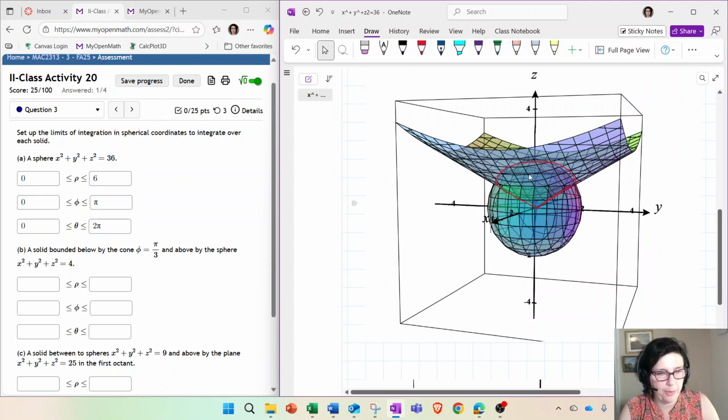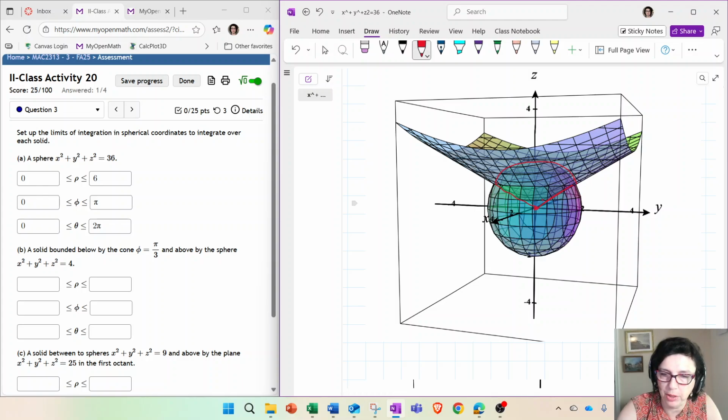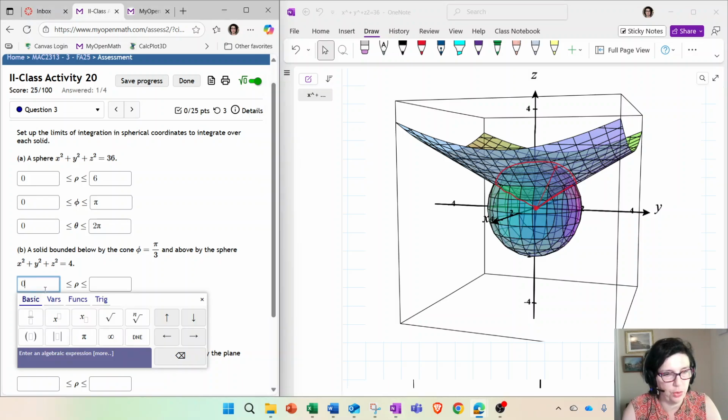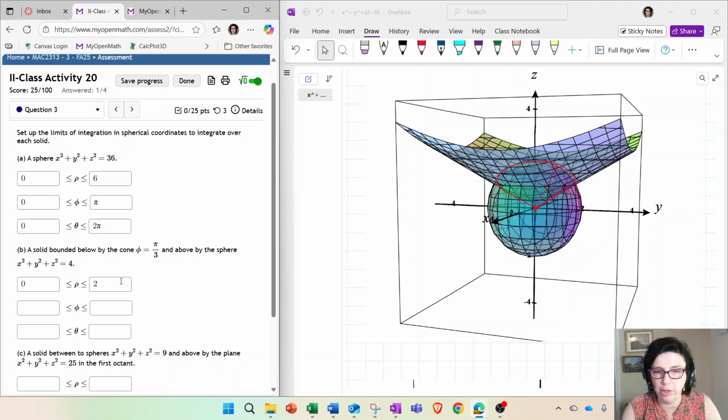Okay, so what's happening here? First of all, rho will change from 0 to when we are on the sphere, and this sphere is x squared plus y squared plus z squared equals 4. So that's going to be 0 to 2, because the radius is 2.